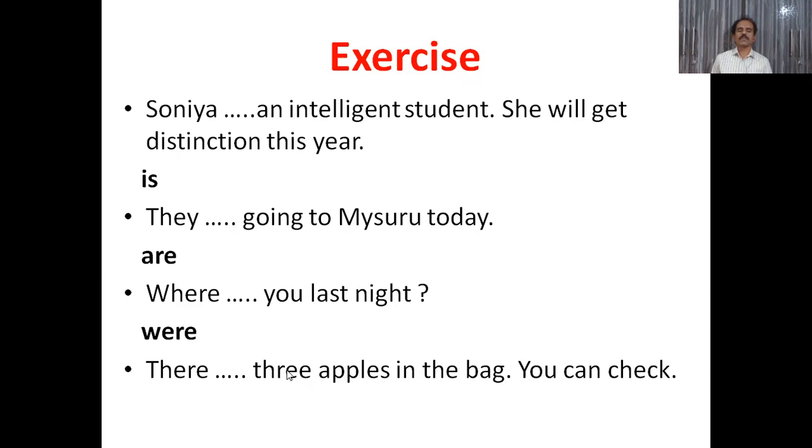Are is present, were is past. Think about whether the sentence is present or past. Does it give any clue? Yes, here you can check: can is in present tense. So it is the present be form when the subject is plural, and of course the answer is are. There are three apples in the bag. Okay, dear students, here we looked at different sentences using be forms.